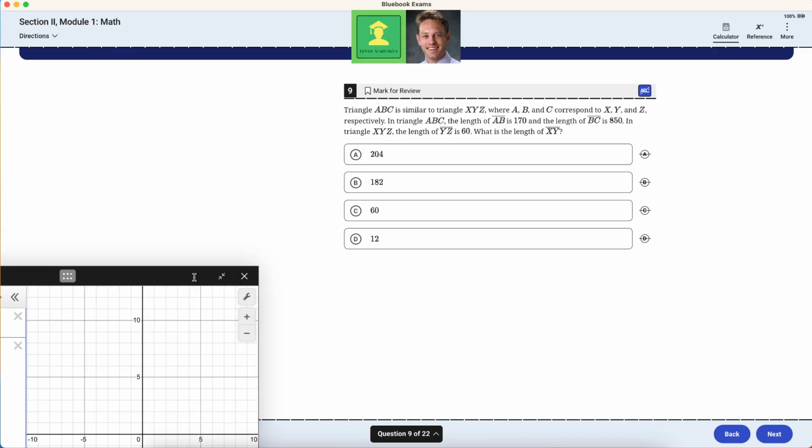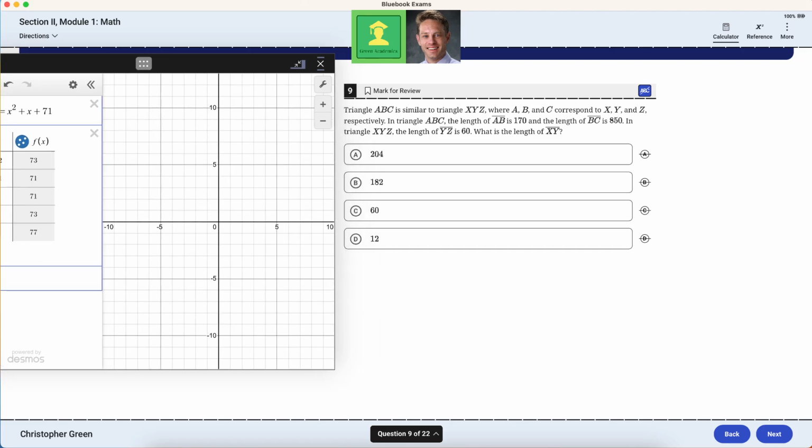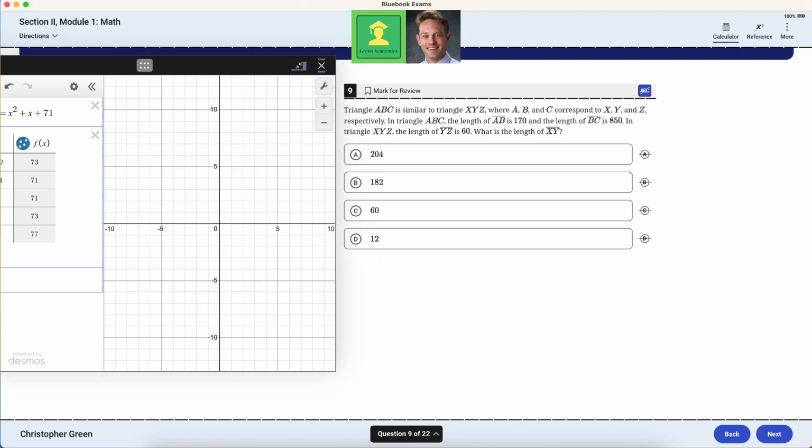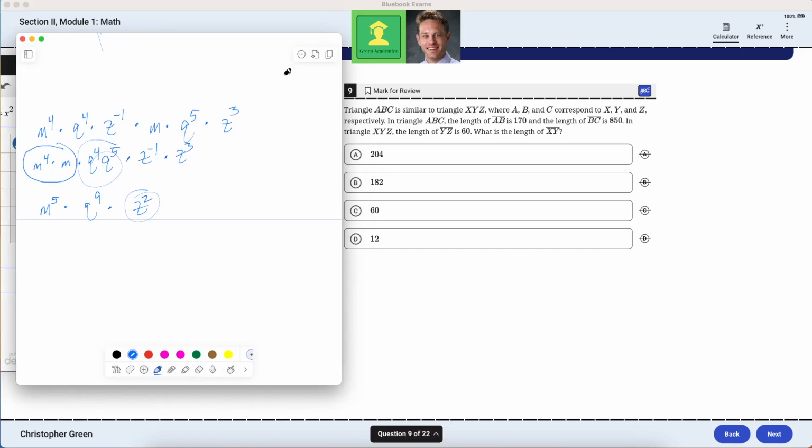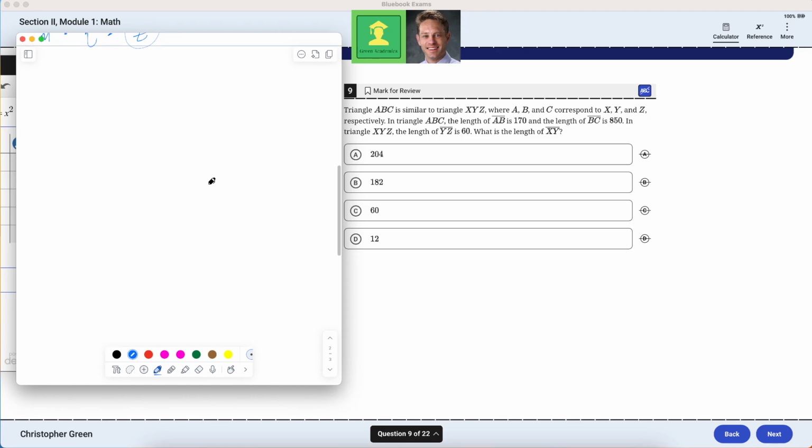Triangle ABC is similar to triangle XYZ, where A, B, and C correspond to X, Y, and Z. So you should always draw the picture for a geometry question when it's not given. ABC 170, 850. So they're not necessarily right triangles, and in fact, they could look like anything, but just for very approximate purposes. A, B, C, X, Y, Z, and they correspond in that order.